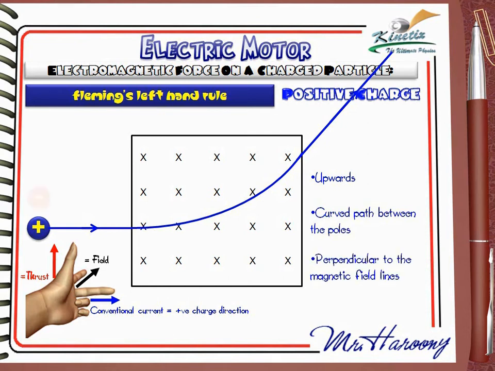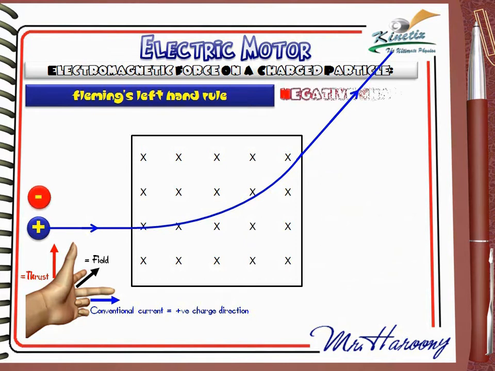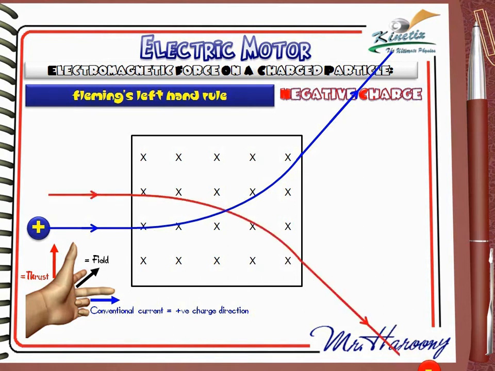If the charge was negative, it will be logical that the force will be opposite to that of a positive charge, if the magnetic field direction is the same. A simple non-scientific way to deduce the direction of pushing on a negative charge is also by Fleming's left-hand rule, but taking the opposite of the final direction of pushing shown by the thumb. To describe the motion in this case, the best words are downwards, curved path between the poles, perpendicular to the magnetic field lines.